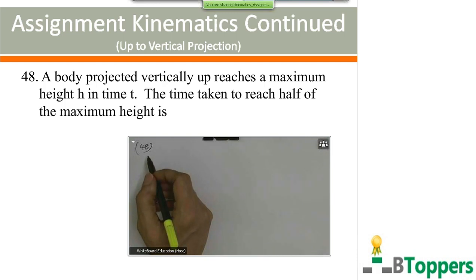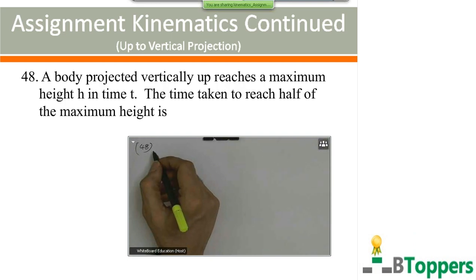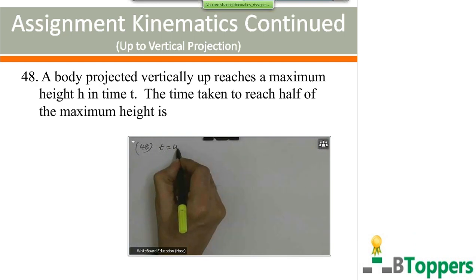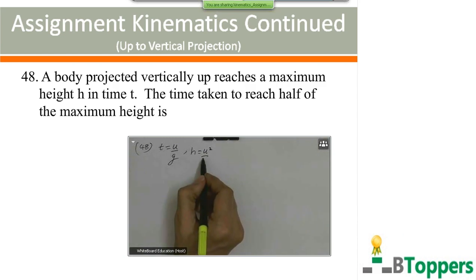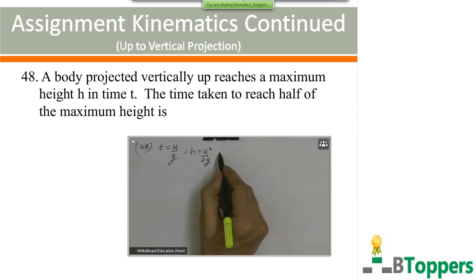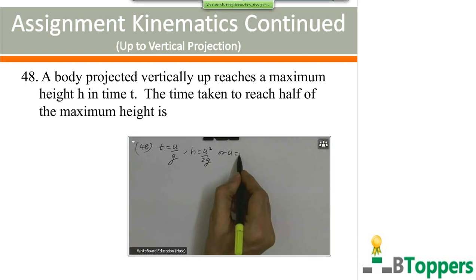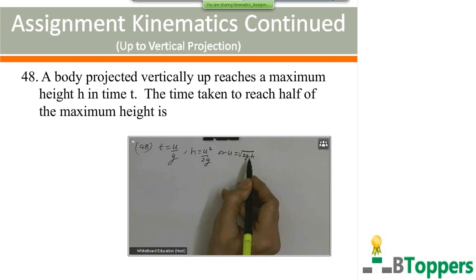So the time taken to reach the maximum height, that is the time of ascent, is denoted by t. You can write it as u by g. So for the time taken to reach half of the maximum height, you can also write it in terms of h. The maximum height h can be written as u square by 2g, or you may write u equal to root of 2gh.